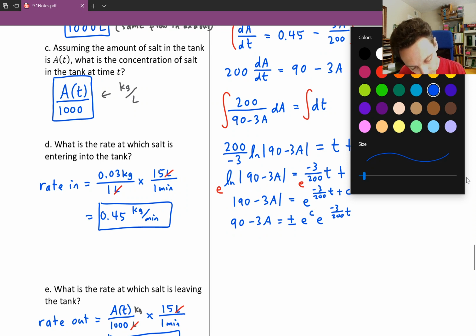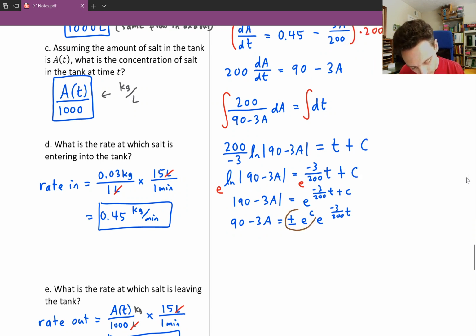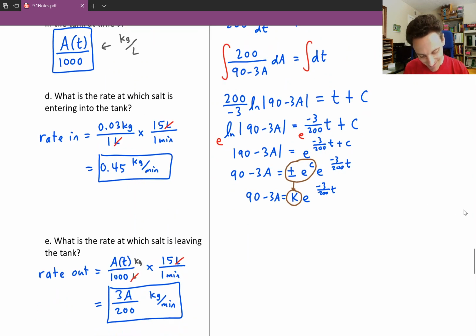That way we can rope the plus or minus e to the c into a new letter we'll just call k. My screen was getting excited, flashing on and off. All right, and now we're still solving for a.